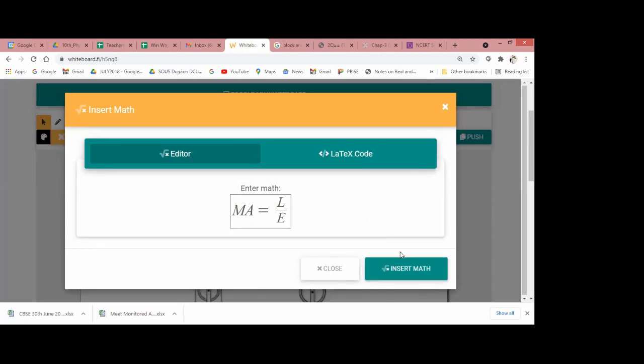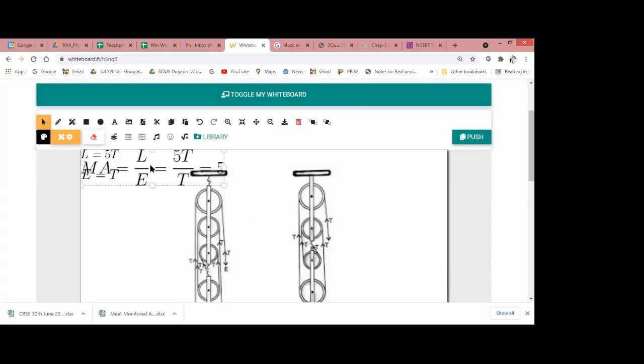Children, agreed? Yes, sir. So if I substitute the value of L, which is 5 times the tension, and the effort, which is once the tension, what is the final answer that you get? 5. Correct? Yes, here the logic is very simple.